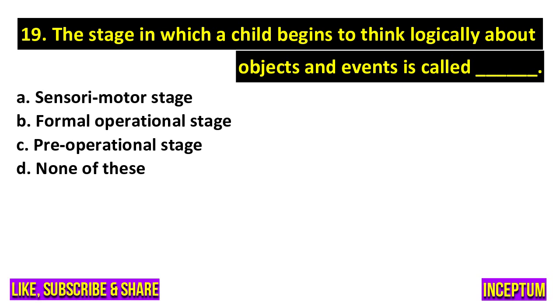Question number 19. The stage in which a child begins to think logically about objects and events is called. In the options we have sensory motor stage, formal operational stage, pre-operational stage, none of the above. And the right one is option D, none of the above, as it is concrete operational stage.